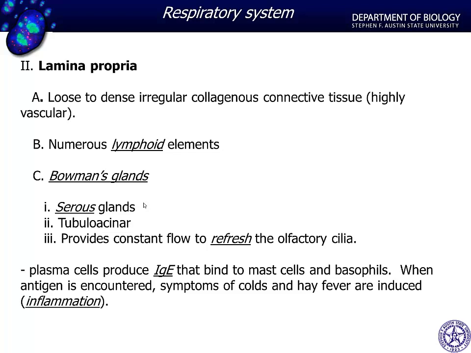Now, the lamina propria, which is beneath our mucosa, is where we see our dense irregular connective tissue, which we now associate with lamina propria. This is where we're going to have our Bowman's glands, serous glands, tubuloacinar, and this is going to provide this fresh flow of fluid washing over the olfactory cilia. And that also prevents overstimulation. When you bind an odorant to the receptor, this continuous flow of serous secretions helps to wash that out. So you're not overly stimulated by any one particular chemical.